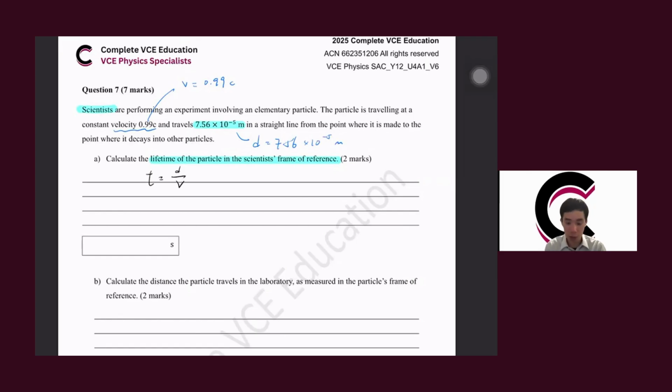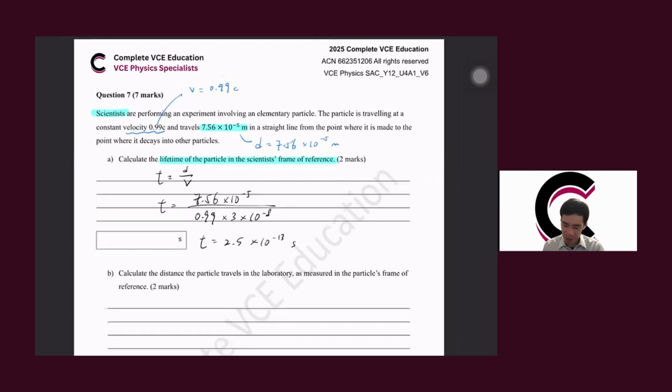You can use this equation to figure out the time, and nothing fancy. Just put those values in, except for the fact that you should have 0.99 times the speed of light, and that gives a very short duration, this many seconds. This is the lifetime of the particle. Keep that in mind. Next question.